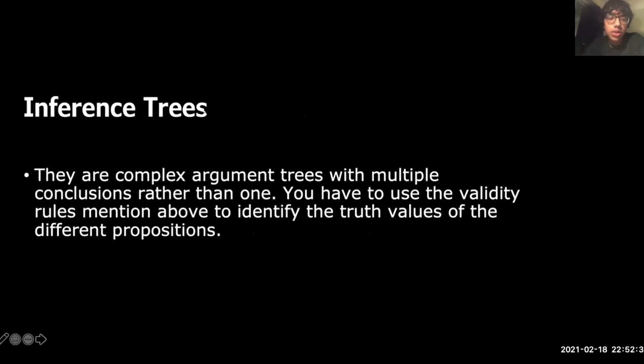Inference trees. They are complex argument trees with multiple conclusions rather than one. You have to use the validity rules we've mentioned, rules 1 and 2, that truth goes down and falsehood goes up, to identify the truth values of the propositions.